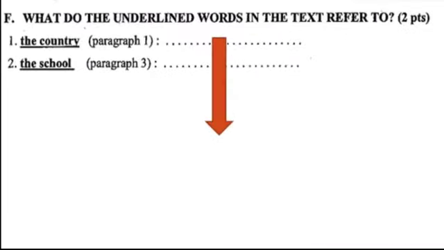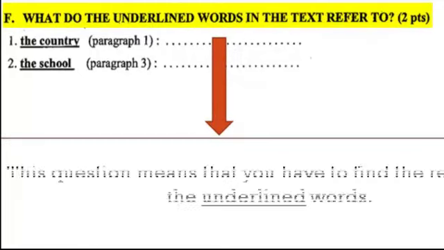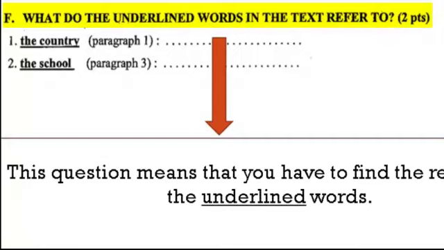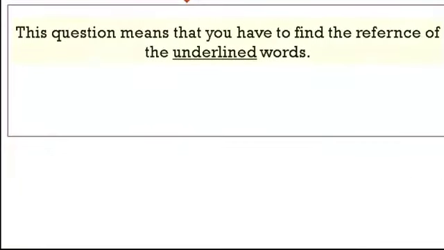For example, here number one, we have a large amount of money. They give you here the paragraph where you are going to find the word. For example, the first one is in paragraph number 1, and the second word is in paragraph number 5. Now let's go to question F. Question F says, what do the underlined words in the text refer to? It means that you have to find the reference of the underlined words, which means if you go back to the text, the independent paper in which we have just the text, you're going to have some underlined words.